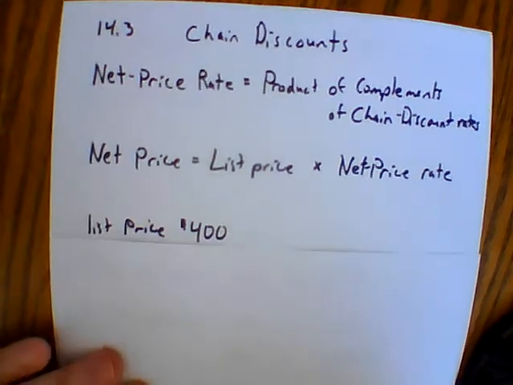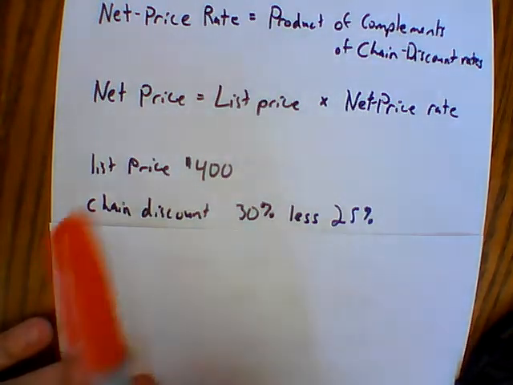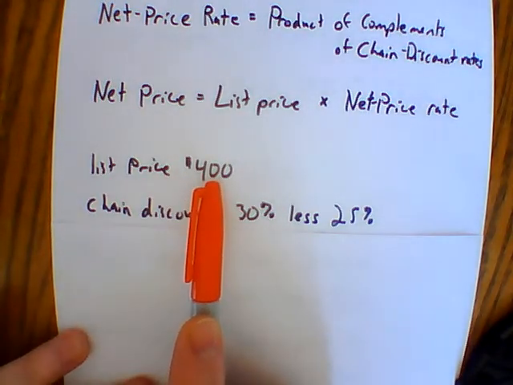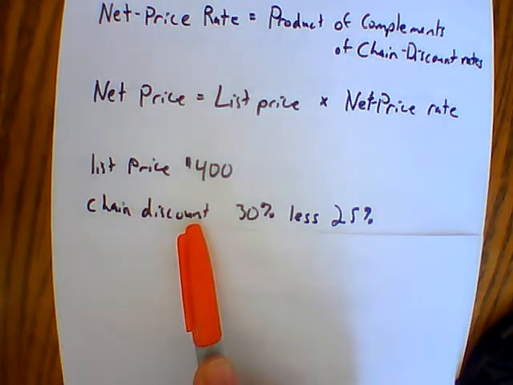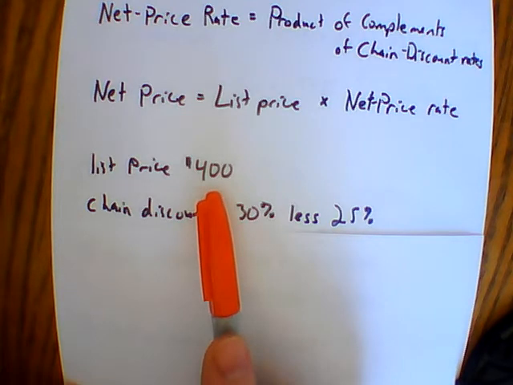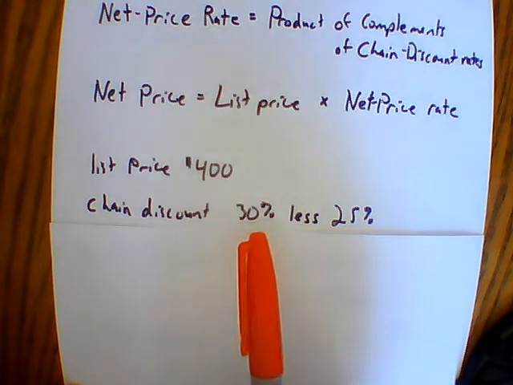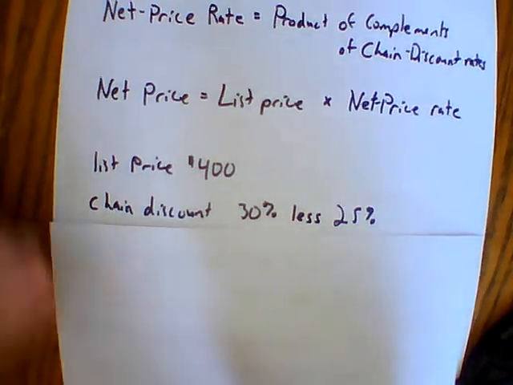We start off by looking at this problem. We have a list price of $400, with a chain discount of 30% less 25%. This brings in problems 1 and 2, which are talking about a wool suit. The suit costs $400, with 30% off, plus an additional 25% off.